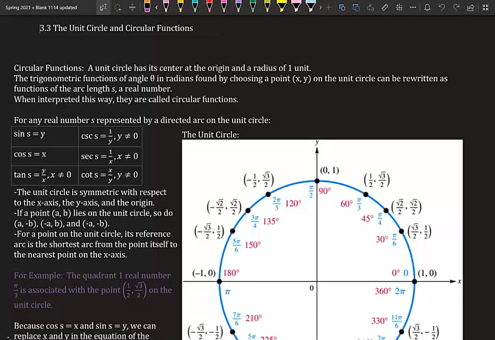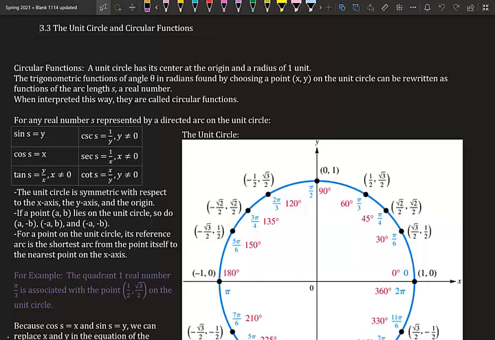3.3, the unit circle and circular functions. A unit circle has its center at the origin and a radius of 1 unit. The trigonometric functions of angle theta in radians found by choosing x and y on the unit circle can be written as functions of the arc length, a real number. When interpreted this way, they are called circular functions.